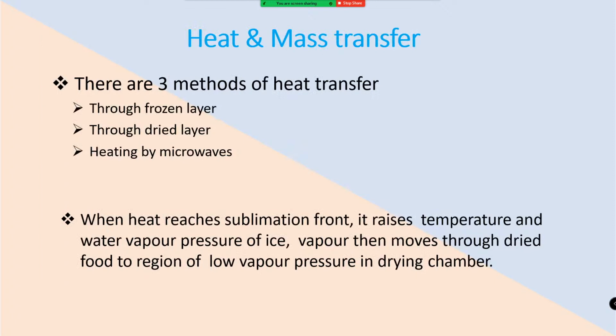Heat and mass transfer. There are three methods of heat transfer: through the frozen layer, through the dried layer, and heating by microwaves. When heat reaches the sublimation point, it raises the temperature and water vapor pressure of the ice. Vapor then moves through the dried food to a region of low vapor pressure in the drying chamber.